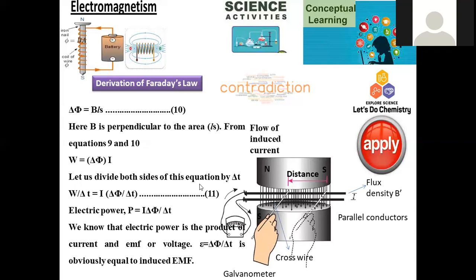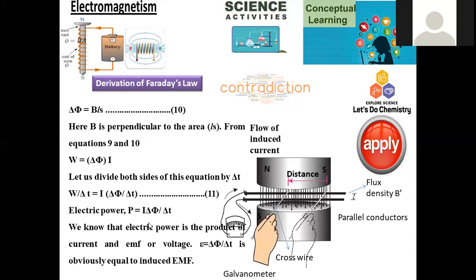Let us divide both sides of the equation by delta T. W by delta T is equal to I into delta phi by delta T. So this is a somewhat extended equation. Here W by T is nothing but the work done on the system in a certain period of time, which is equal to I into delta phi by delta T. Here the electrical power is denoted with P. P denotes what?